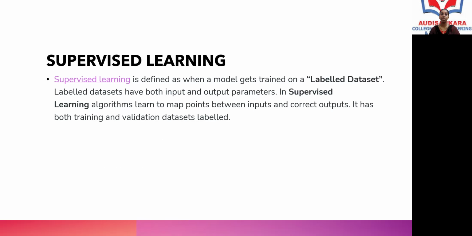Supervised machine learning. Supervised learning is defined as when a model gets trained on labeled datasets. Labeled datasets have both input and output parameters. In supervised learning, algorithms learn to map points between input and correct output. It has both training and validation datasets labeled.